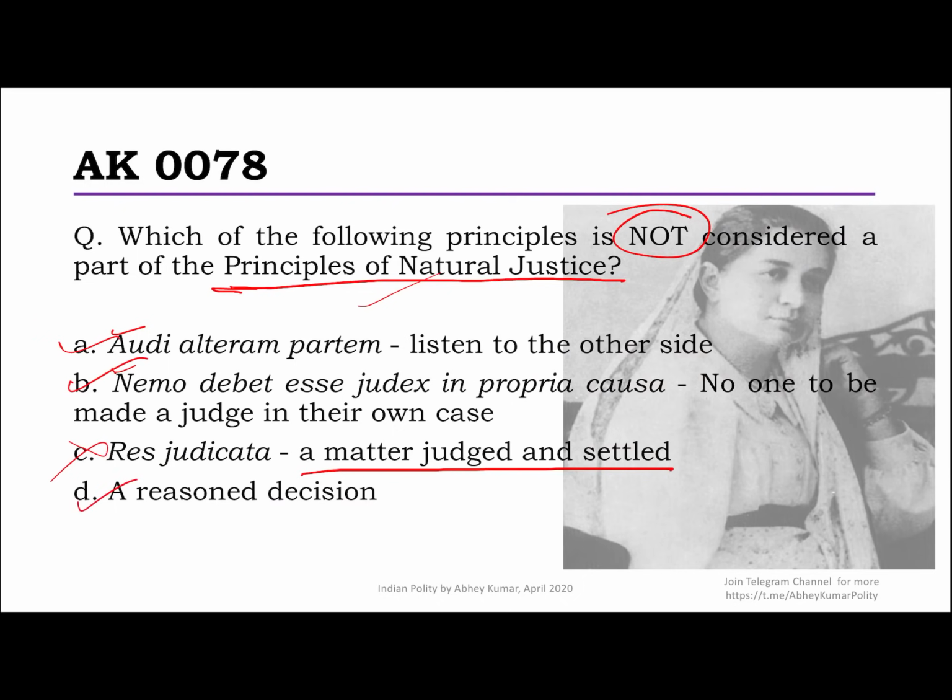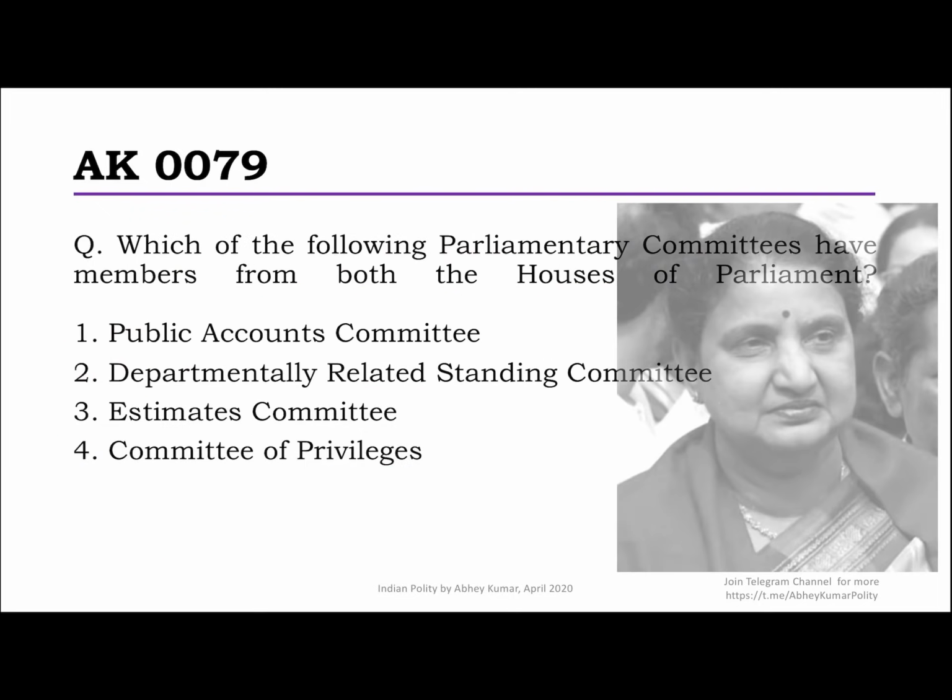So these three are the principles A, B and C of natural justice. Since the question asks which is not part of natural justice, your correct answer will be option C here. Anyway, so we move on to the next question. Which of the following parliamentary committees have members from both the houses of parliament? This is just checking your basic understanding of the committees.